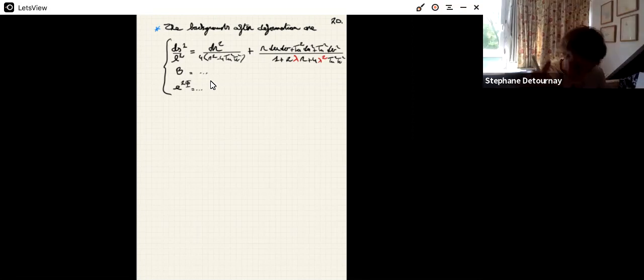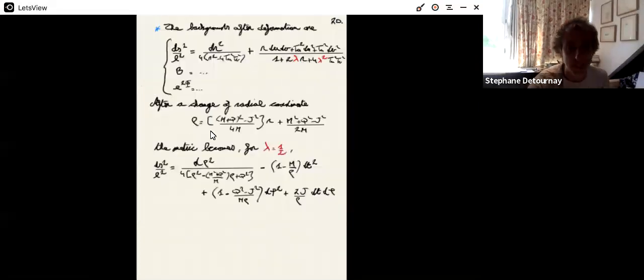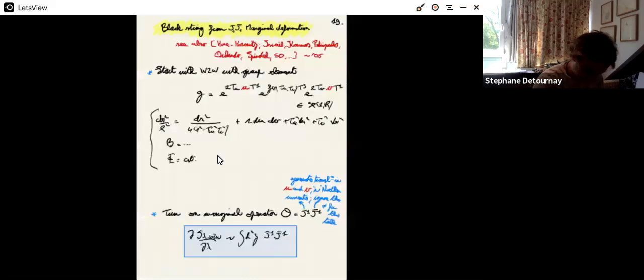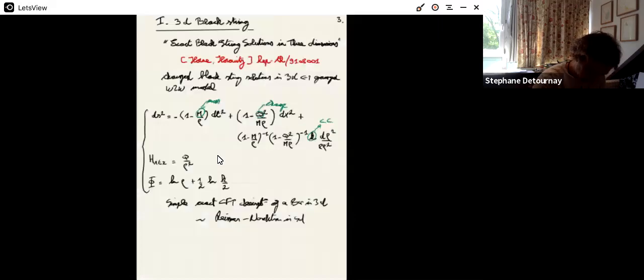Now we can do a change of radial coordinates. This metric is a bit messy, doesn't tell us much, but we can do a change of radial coordinates in this metric and observe that when the deformation parameter takes some specific value, the metric takes this form. Okay, so now let's go back to one of my first slides, and let's go back to the Horne-Horowitz metric.